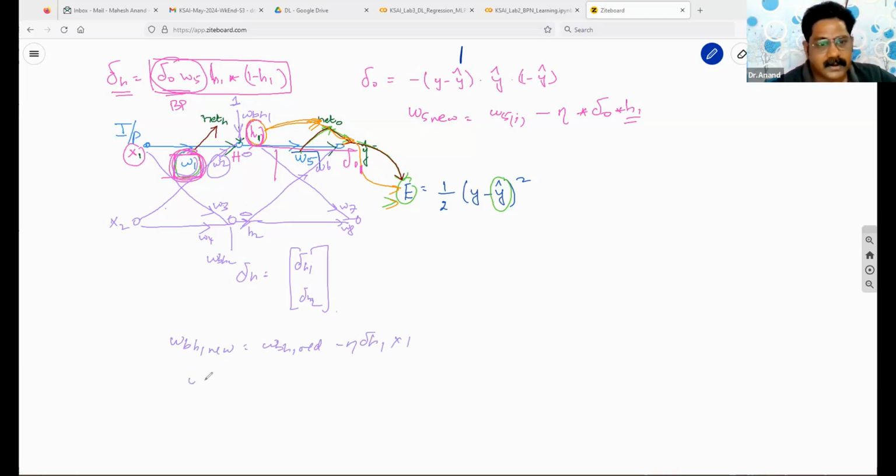Similarly, W1 new is equivalent to W1 old minus eta times delta H1 times X1. Okay, this is a multiplication symbol, it's not X. It's 1 for the bias, but here it is X1. Similarly, W2 new is equivalent to W2 old minus eta times delta hidden 1 times X2. So for X1, X2 and this bias, I should use this value. Similarly, for W3, W4 and this bias, I should use delta H2 and the corresponding inputs.